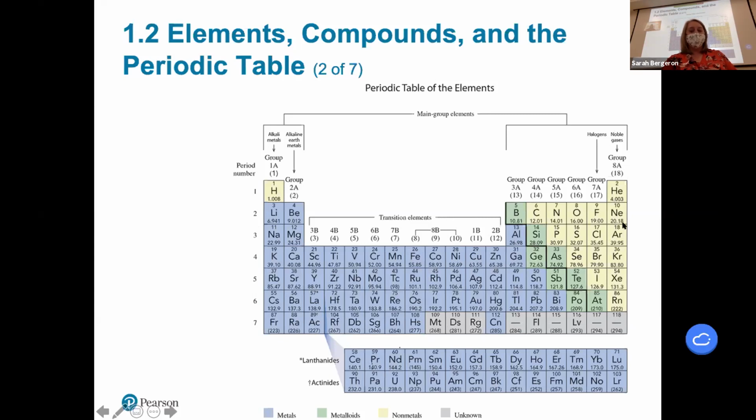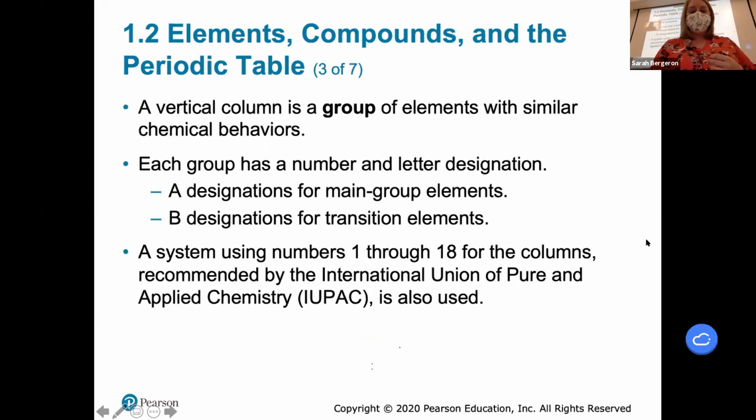So we have the noble gases right here. This is a group. We have a period here. This is period 6 going across, okay? So you need to be able to find anything on the periodic table. I've got to keep moving this around. So the vertical column is the group, and within groups, we have very common chemical behaviors.